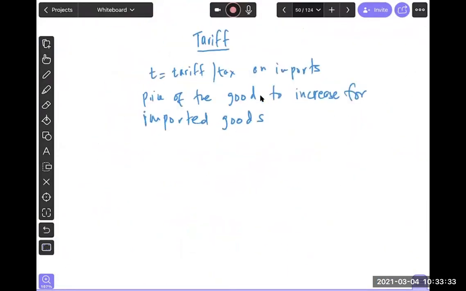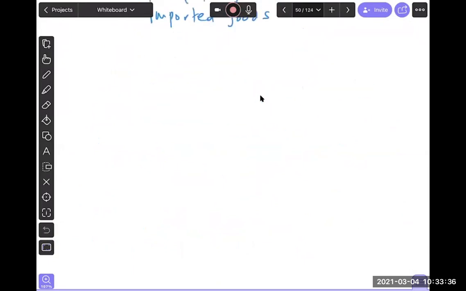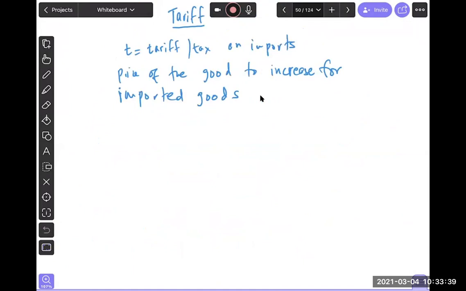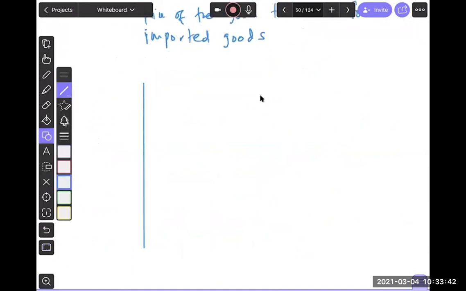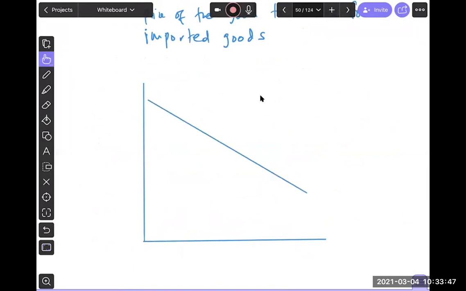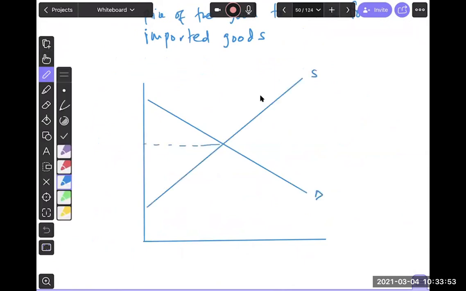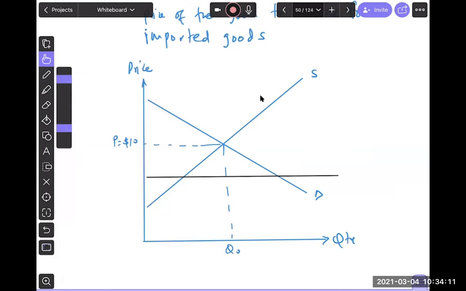Okay, so guys, how do we show a tariff diagram? Let's draw a tariff diagram. A tariff will be put in a case where a country is importing too much, right? So let's say this is my demand and supply. Currently the domestic price is $10, and the quantity is Q0. This is the world price, which is $5.